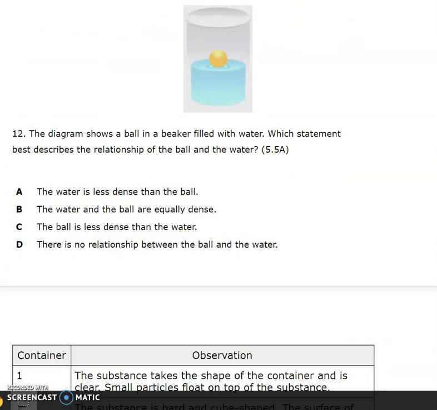Number 12. The diagram shows a ball in a beaker filled with water. Which statement best describes the relationship of the ball and the water? A. The water is less dense than the ball. B. The water and the ball are equally dense. C. The ball is less dense than the water. D. There is no relationship between the ball and the water.